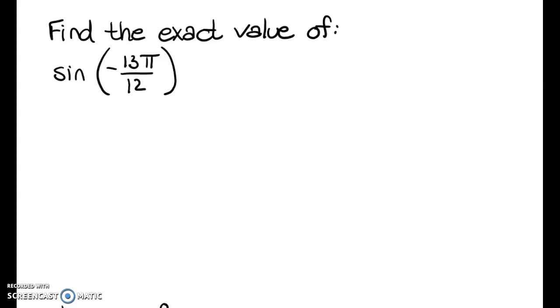Okay, so now we're going to do a couple of examples where we're going to find the exact value of a given trigonometric function. Okay, so how can we find the sine of negative 13 pi over 12? Well, we can find two angles that subtract or add to negative 13 pi over 12. So let's see. So this is definitely going to be a Q3 angle because this is a whole pi plus 1/12 of pi.